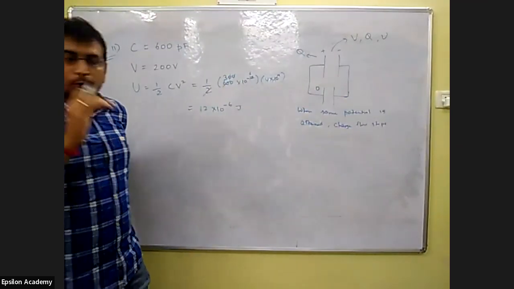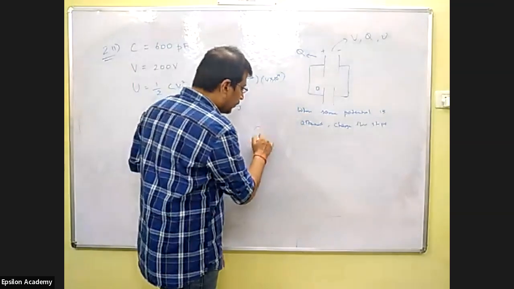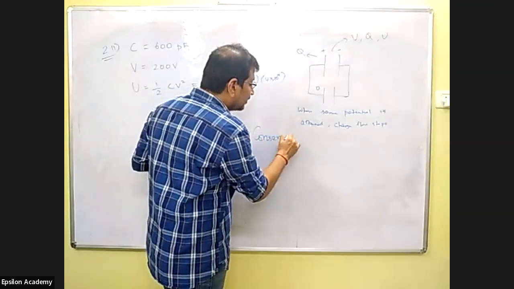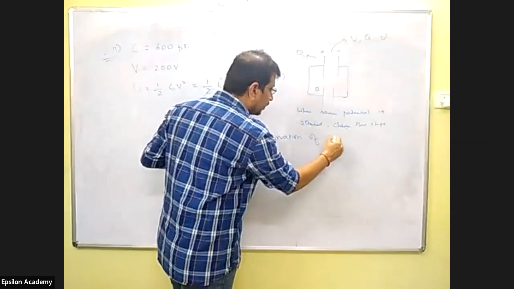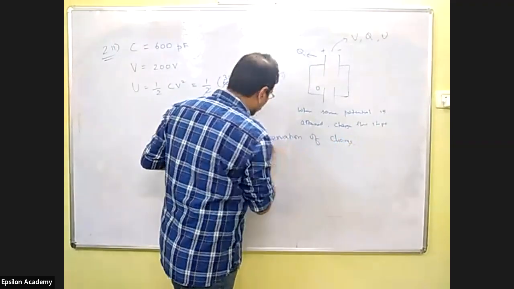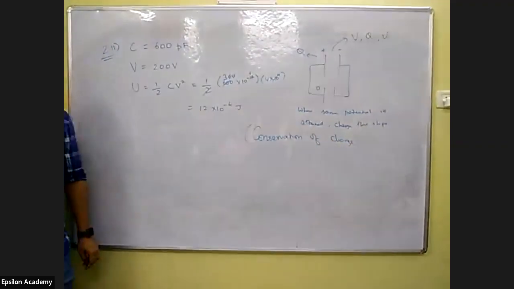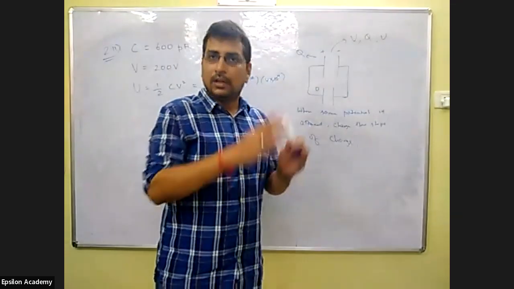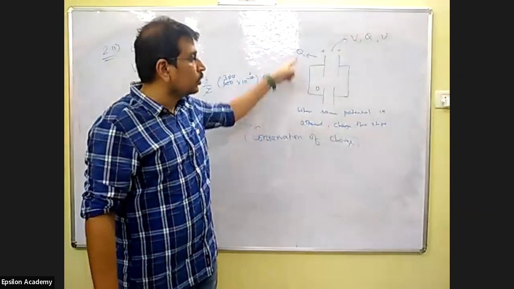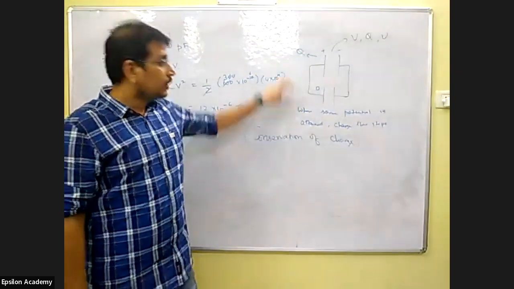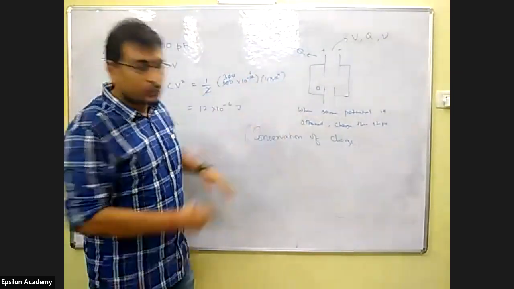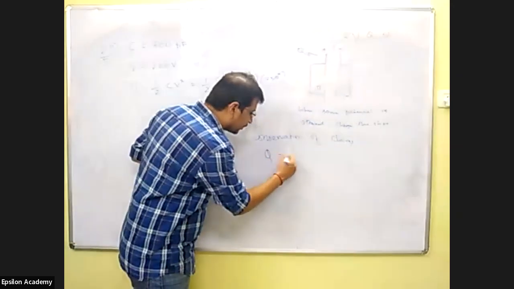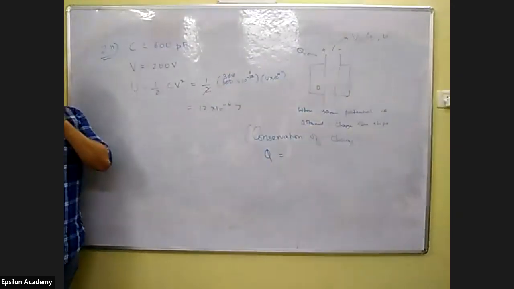Correct? For that, what we are going to use is the concept of conservation of charge. So what does it tell us? If you have an isolated system, the total charge present on the system is always a constant. So what is the initial total charge present on the system? Q plus 0, it is still Q. So initially the charge is Q, and finally what would be the charge present on it?